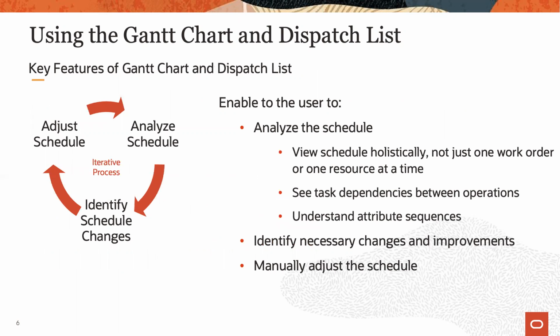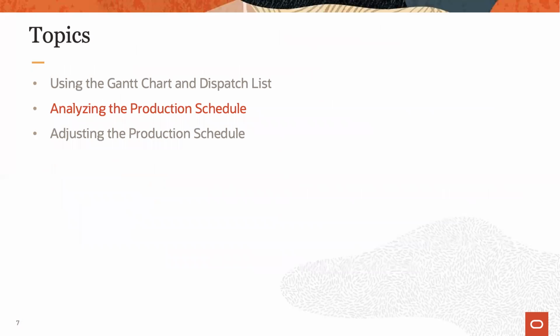The work performed by the user in the Gantt chart and the dispatch list is generally done in an iterative manner. Analyzing the schedule and adjusting the schedule iteratively, with the goal to arrive at a final schedule that can be published, is how things are done. Now in the next section, we have a look at the various ways to analyze the schedule.